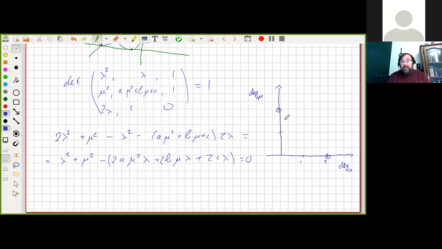Mu squared lambda is this point. Mu lambda is this one. Lambda is one moment, it's correct. Yeah, this one. So I have 5 points, with 5 terms, and I can finally make a convex polygon out of that, and this will be this polygon.